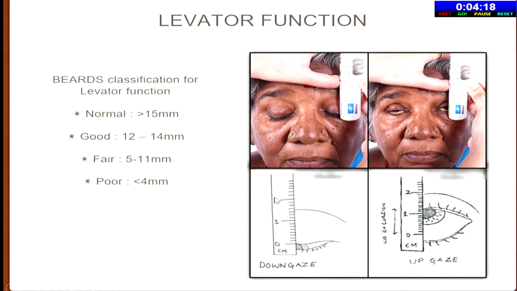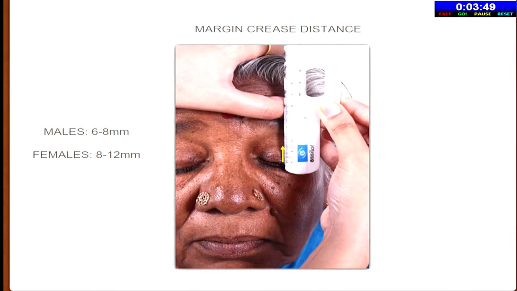So how will you examine levator function? This is called Berke's method. First ask the patient to look down, negate the frontalis action by placing a finger on the forehead, and then ask the patient to look in extreme up gaze. Then the excursion in millimeters from the 0, the number of millimeters the lid goes up, is the amount of levator action. Normally in males it's 6 to 8 and in females it's 8 to 12.